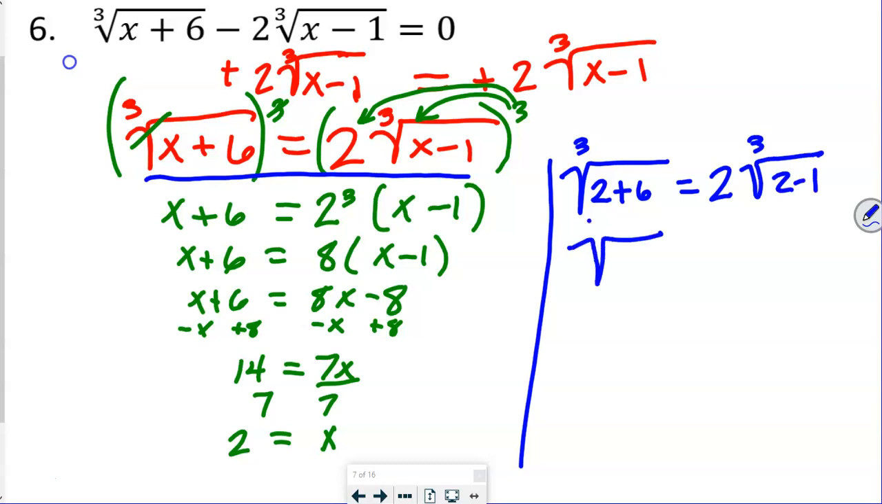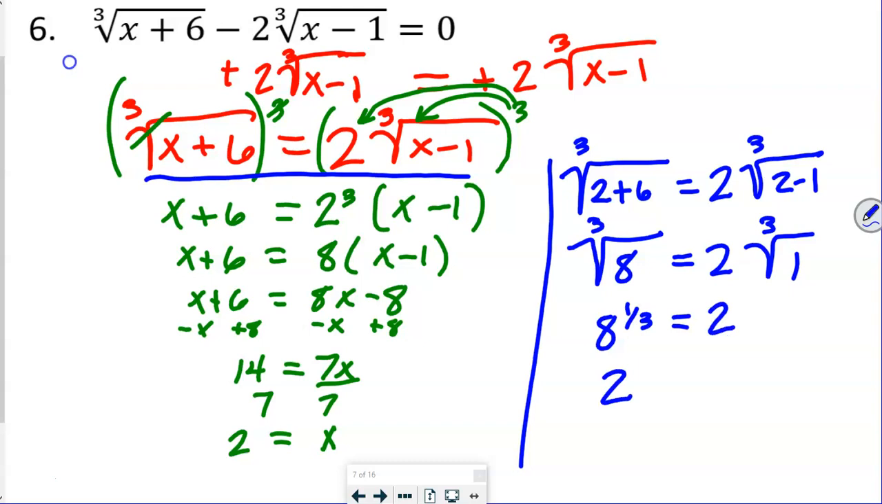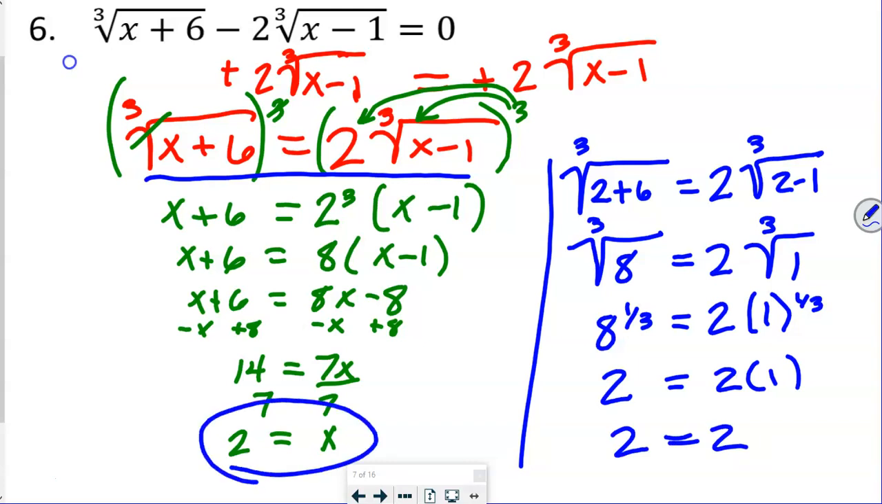Well, this is going to be the cube root of 8, and this is going to be 2 times the cube root of 1, right? So if you guys remember, this is how you put that in the calculator, right? 8 to the 1/3, and that's 2. And then this is going to be 1 to the 1/3, which just so happens to be 1. So this is going to be 2 times 1. So 2 does equal 2. So that does check out as our solution. And the best way to do that, again, is to plug it back in.